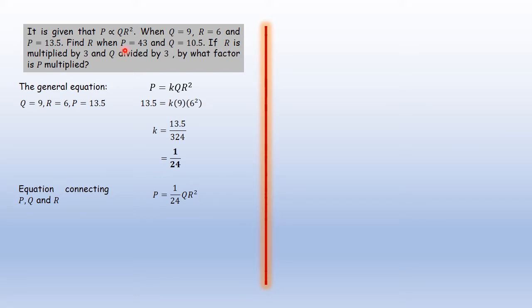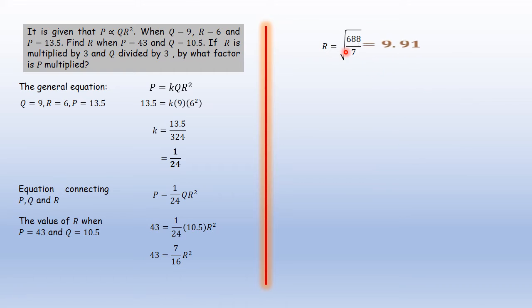The first part we were told to find the value of R when P is 43 and Q is 10.5. So we move on to that. P being 43 and Q being 10.5, replace the values in this general equation, and simplify using mathematical operations that students are familiar with at this point. So we're going to get 43 is 1 over 24 times 10.5 times R squared. Then you can multiply the other side and find the square root so that you get the value of R to be 9.91. Hopefully you're not going to have a problem with that.